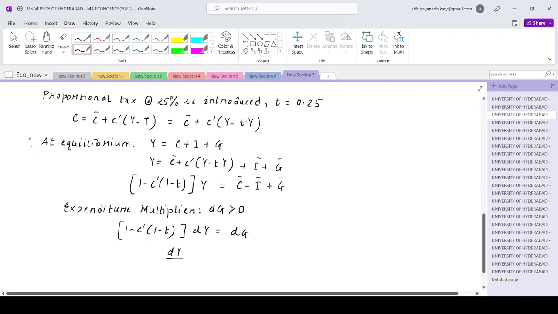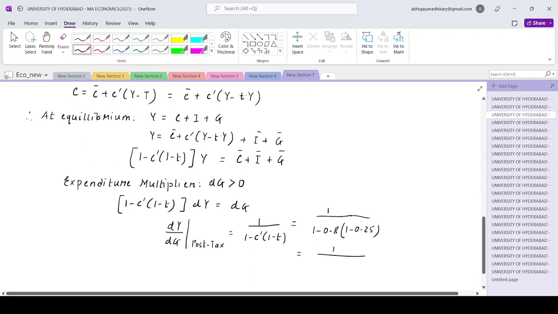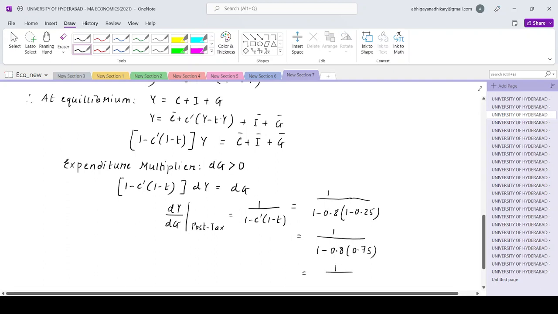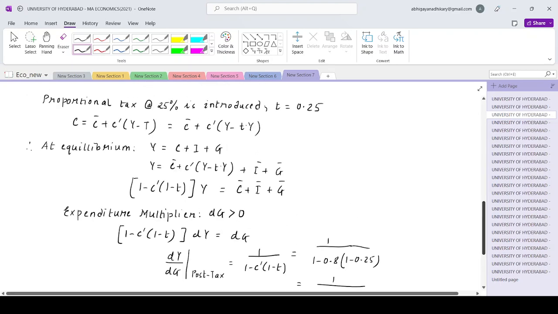So what's dY by dG post tax? It is equal to 1 by 1 minus C prime into 1 minus t. So that is basically C prime is 0.8 and t is 0.25. We just need to have this calculation done. So that is 1 minus 0.8 into 0.75, which makes it 1 minus 0.6, which is 1 by 0.4. And that basically gives us an expenditure multiplier of 2.5.